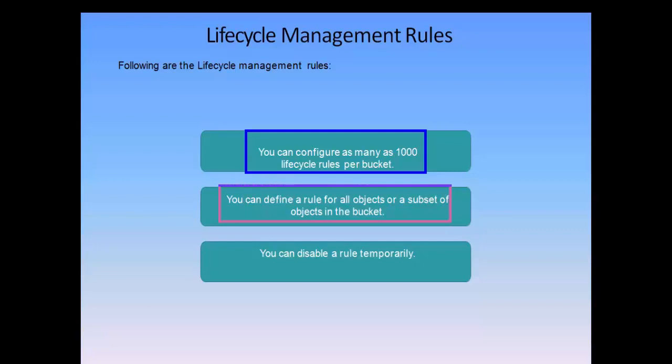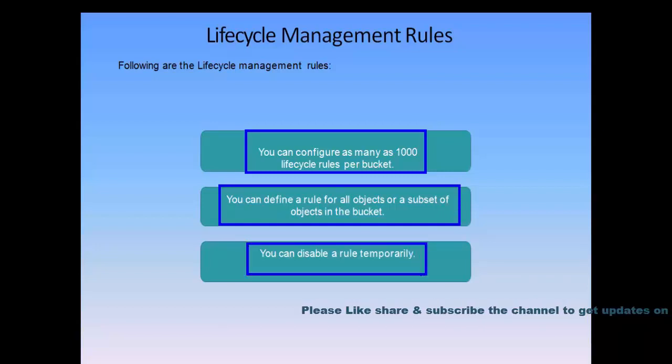You can define a rule for all objects or a subset of objects in a bucket. Either you can define it for the entire bucket: if I'm not using any of the files in my bucket for a specific period of time, they should move to some cheaper class. Or you can specify a specific object inside the bucket: only this file, if I'm not using it for more than this period, should move to another storage class. And finally, as I've told you, you can disable the rule temporarily, not permanently.